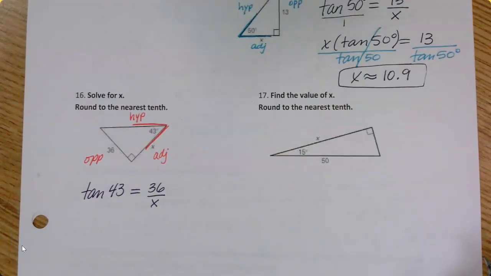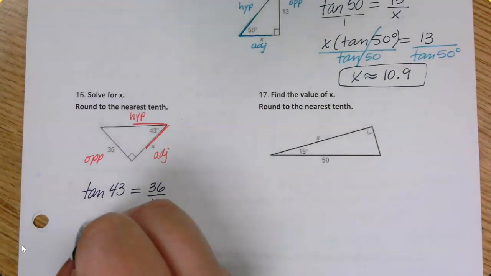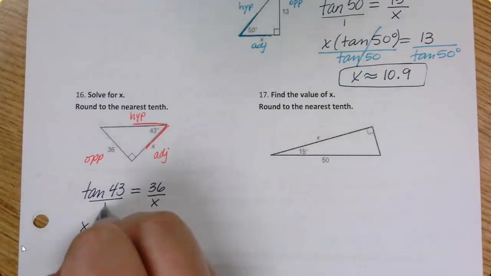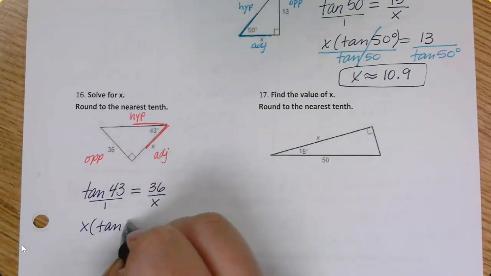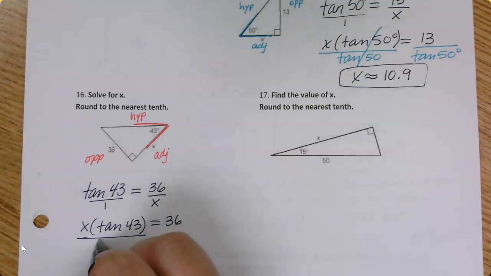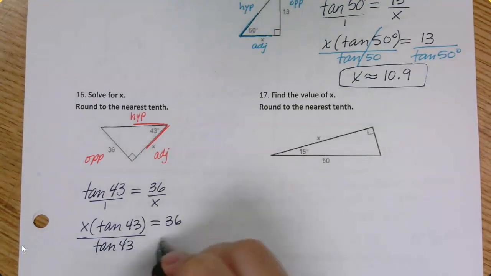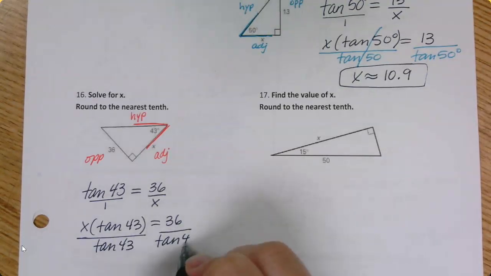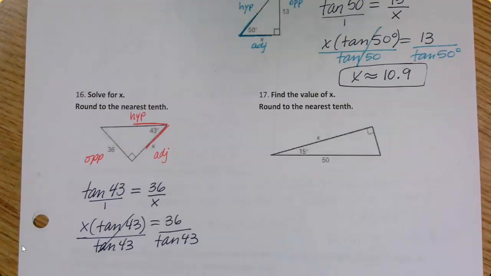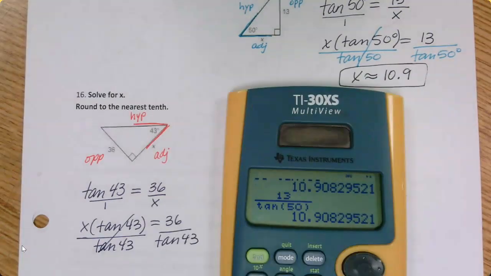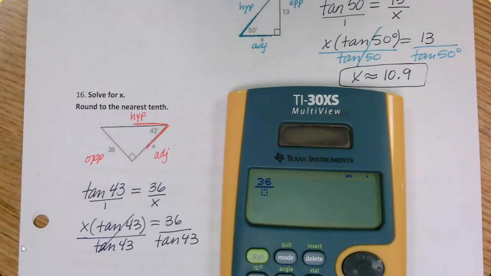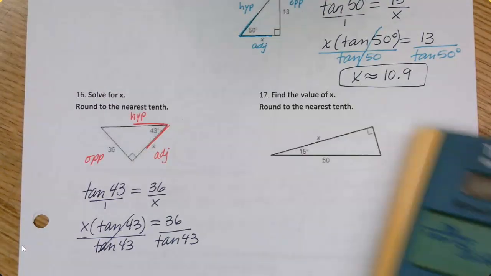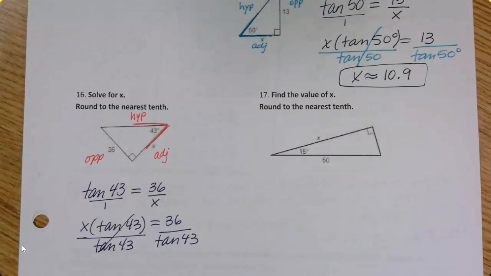This is a very similar problem, actually. Let's cross multiply. It's like this is over 1. X times tan 43 equals 36 times 1. Divide both sides by tan 43. And now X is alone, and that tells me what to put in the calculator. So 36 divided by tan 43 gives me 38.6. So X is 38.6.